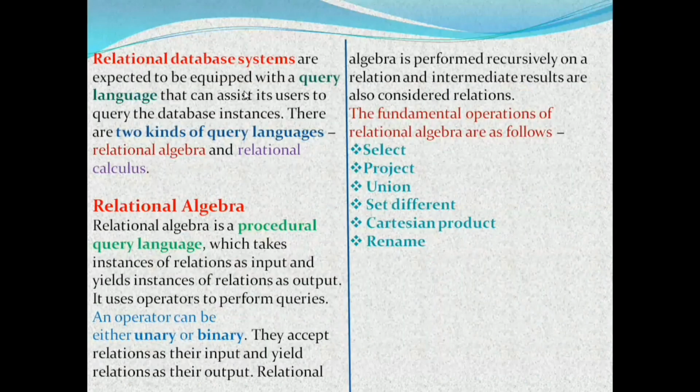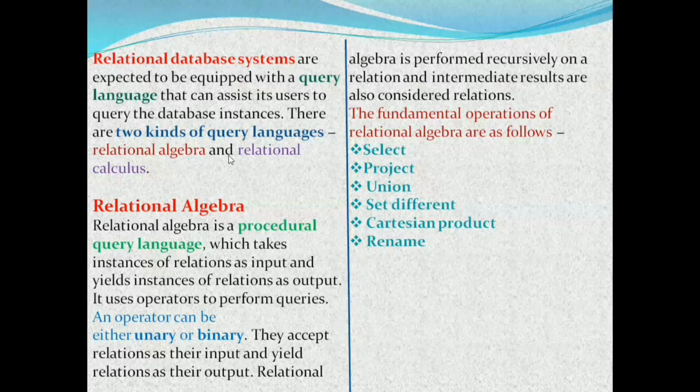Relational database systems are expected to be equipped with a query language that can assist users to query the database instance. First, relational algebra queries are the oldest queries in our database history. DML and DDL database queries are based on relational algebra queries. We can't use any tools, like HeidiSQL, MySQL, or MariaDB, to show our relational algebra, so we can't get any outputs using relational algebra queries. We can only type them in WordPad and show them to our users.